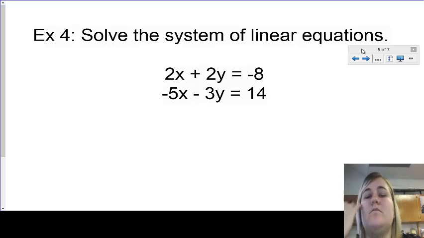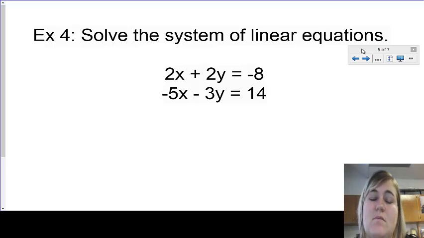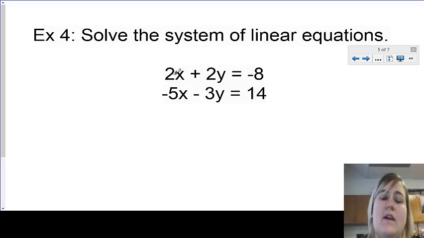Solve the system of linear equations. I'm doing the same thing on this one. I have a positive and a negative, but totally different coefficients. Here I have a positive and a negative, but totally different coefficients. So I'm going to have to figure out what I need to multiply to make these work. Since I have opposite signs, and they're both totally different, I can do either x or y, it doesn't matter. So I'm just going to choose to do x.